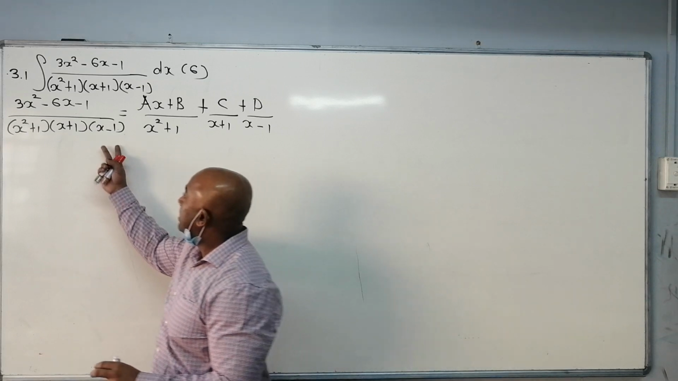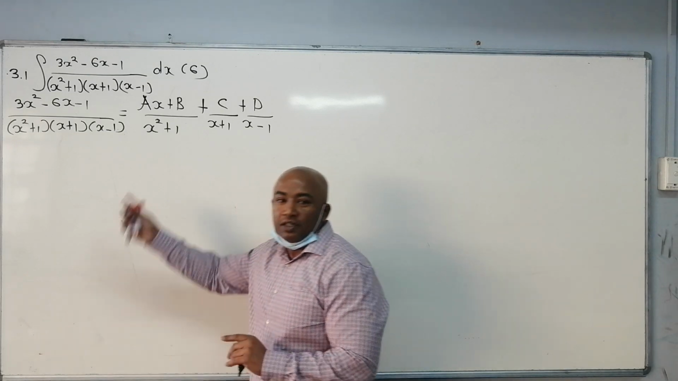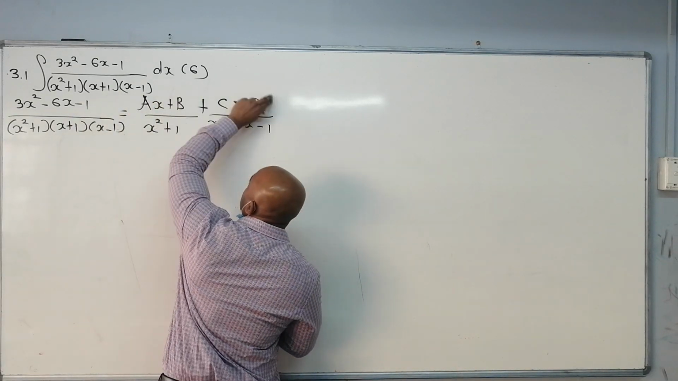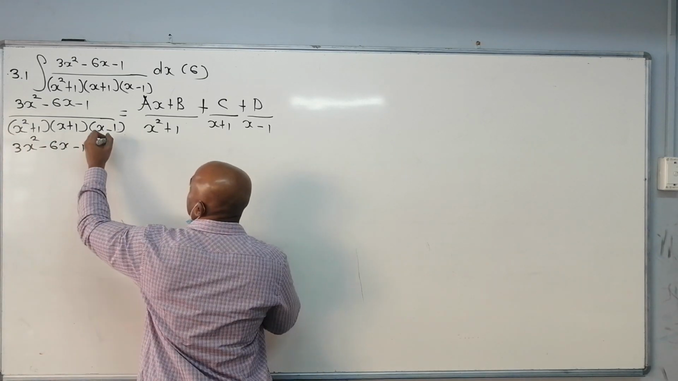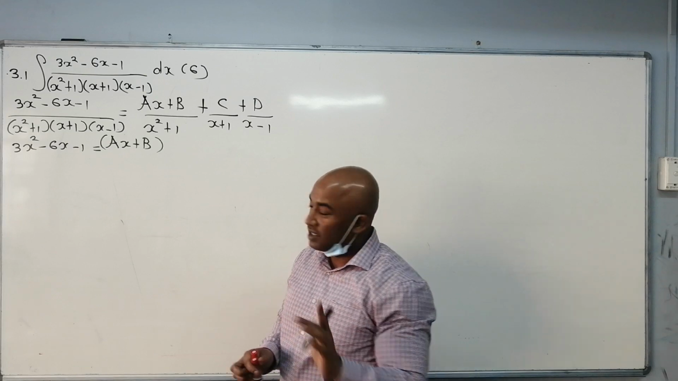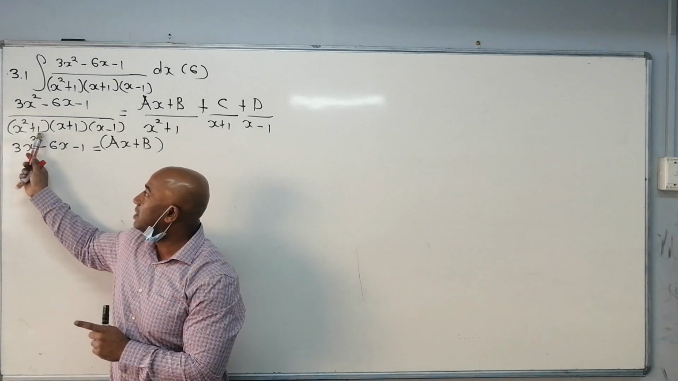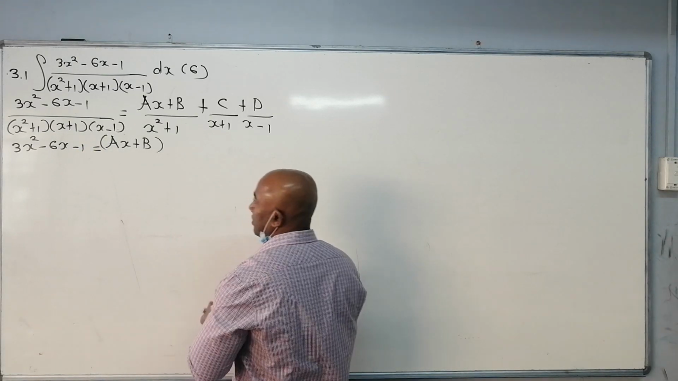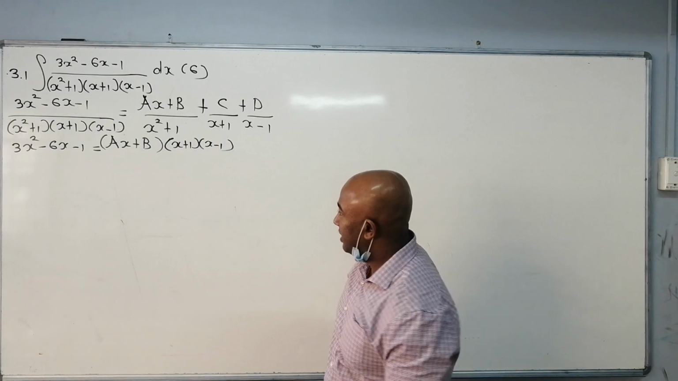Now I'm going to multiply by this denominator on both sides. I'm going to do it in one step. I'm not showing you every single step. You're going to check all steps, and you need to watch my partial fractions video where I do it in detail. So I got 3x squared minus 6x minus 1. Then I have my ax plus b. The trick is, how do you do this in one step? x squared plus 1 is going to cancel with x squared plus 1, and what remains is x plus 1, x minus 1. This is a shortcut.